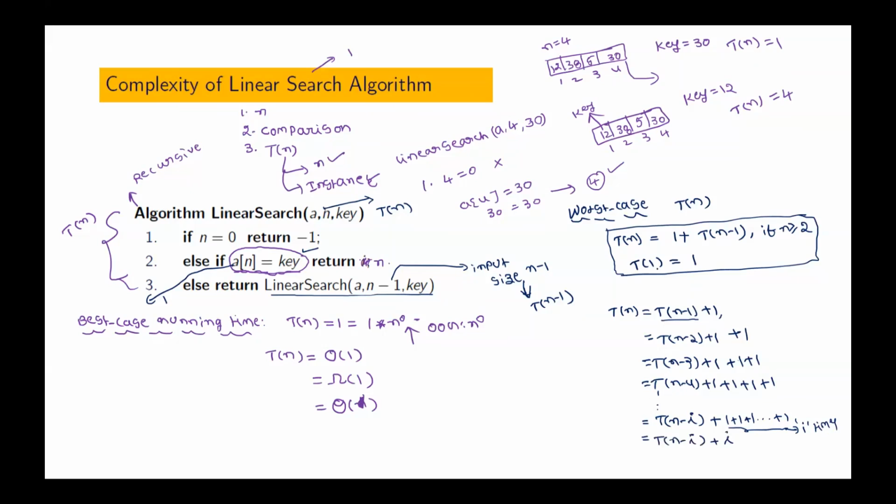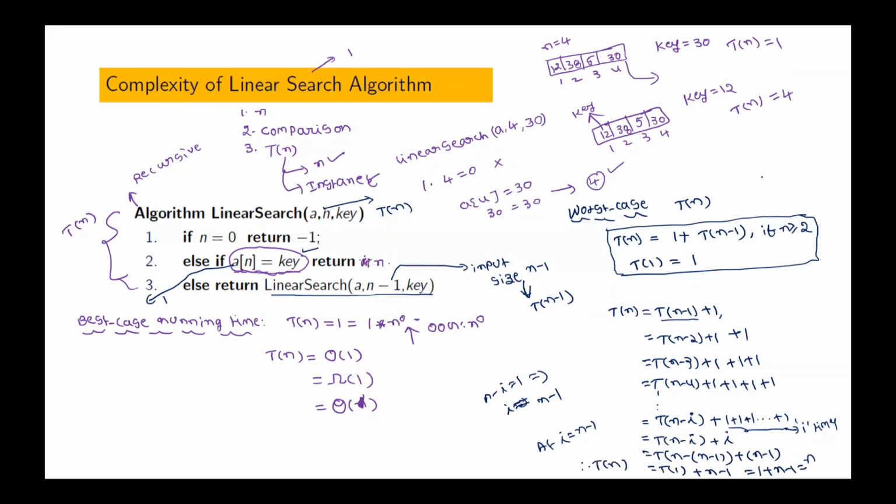But we know the value of T of 1 only. So if I take n-i as 1, it implies i equals n-1. Now at i equal to n-1, what is this value? T of n-(n-1) plus n-1, so T of 1 plus n-1. What is T of 1? It is 1. So 1 plus n-1 is nothing but n. Therefore T of n is n.